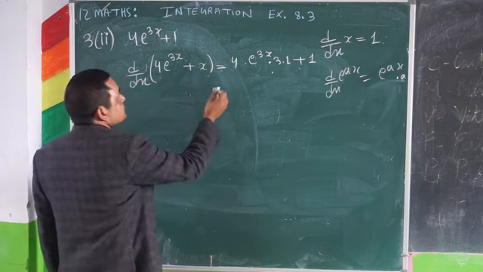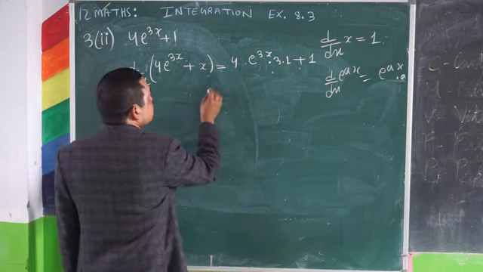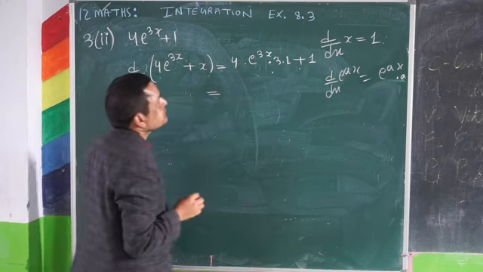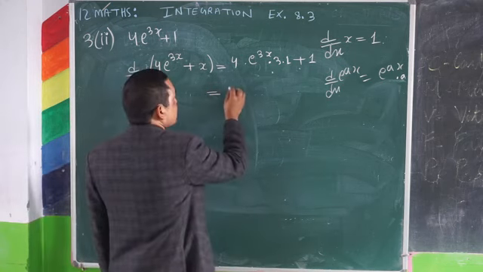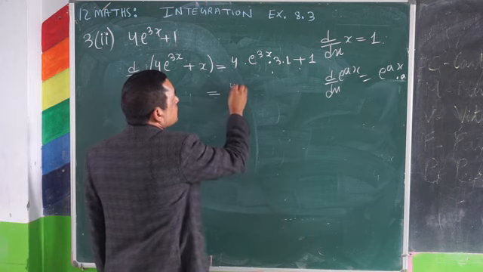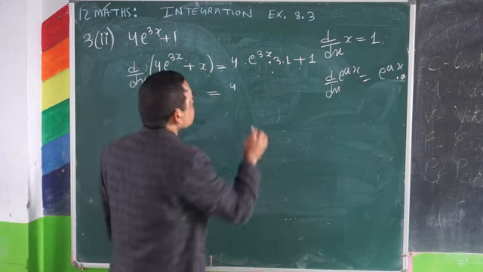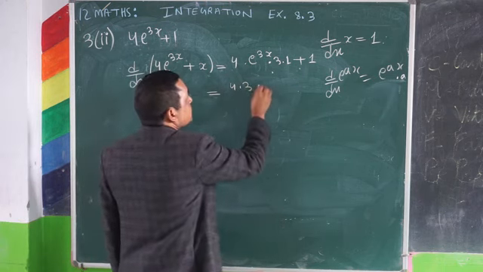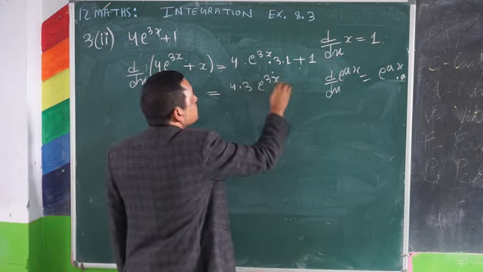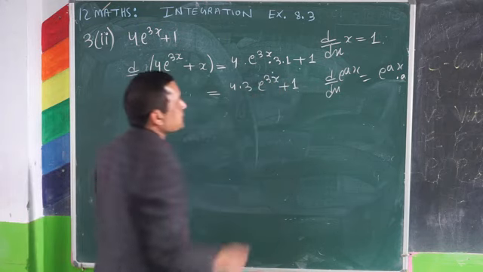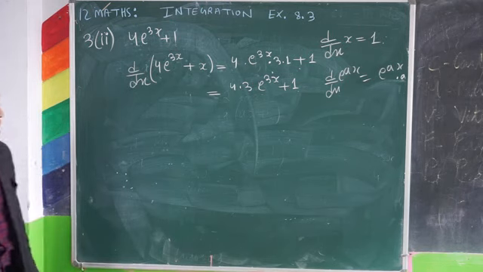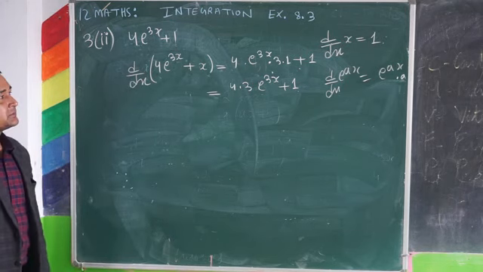Then this equals 4 into 3 e to the power 3x plus 1. Now what is extra here? 3 is extra.